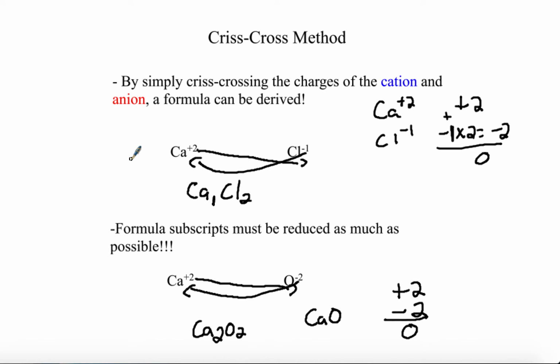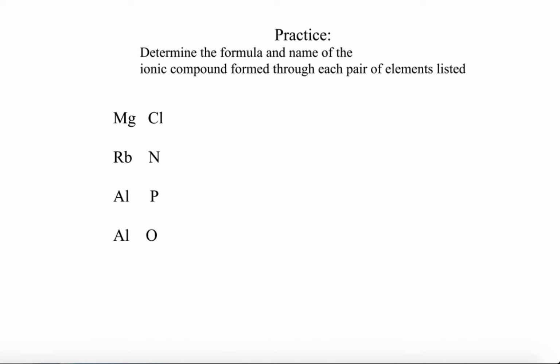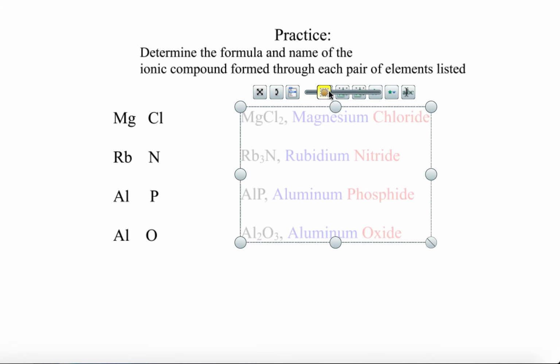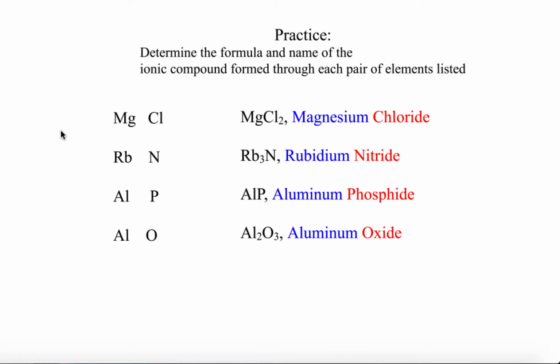So the crisscross method makes it very, very simple in order for you to kind of just figure out what the formula is based on the charges of the previous atom. Okay, so why don't you go ahead and practice here with all these different combinations. Again, write the ions out, derive the formula, and produce a name for them. And here is that answer key.